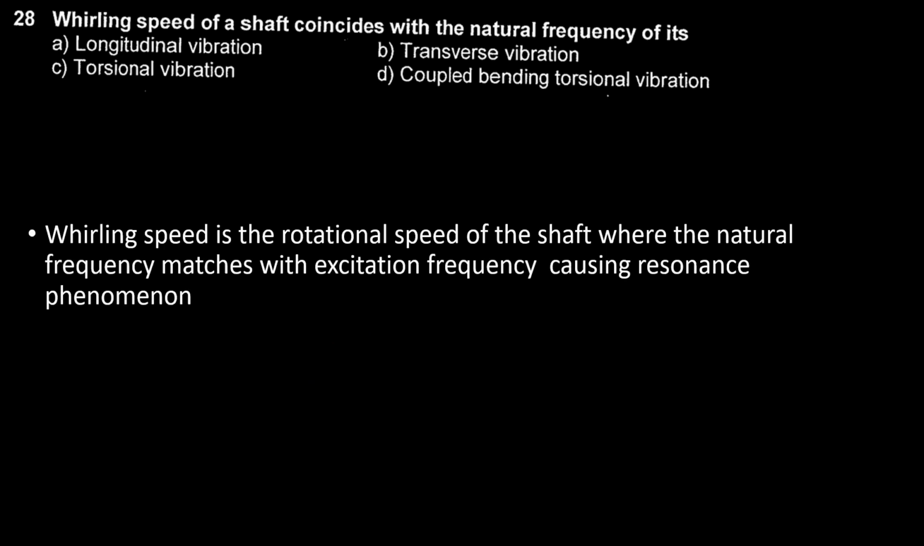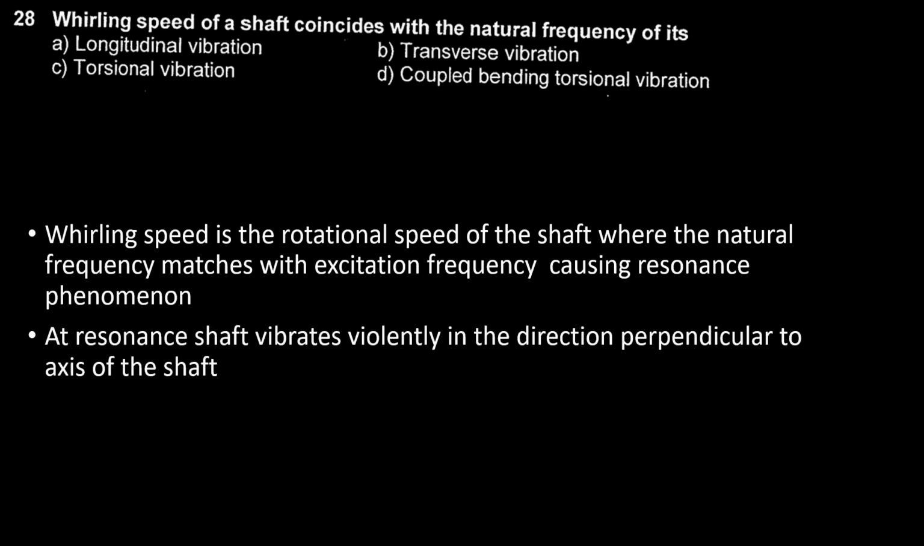Moving on to the next question. Whirling speed of the shaft coincides with the natural frequency of its. Whirling speed is the rotational speed of the shaft where the natural frequency matches with the excitation frequency, which causes resonance phenomena. At resonance, the shaft vibrates violently in the direction perpendicular to the axis of the shaft, that is in the transverse direction. So the correct answer is option B, transverse vibration.